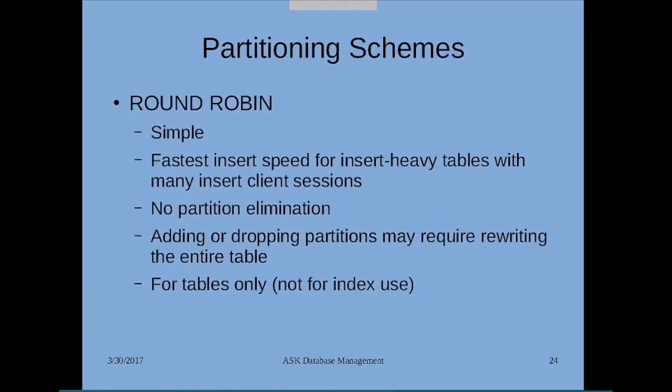So some of the partitioning schemes we'll go through pretty quickly. Round robin partitioning is simple. It's fastest for inserts. That's its main advantage and the main thing you want to use it for. And it also improves performance when you have many client sessions trying to insert data, okay? You don't get the partition elimination. Adding and dropping fragments may cause the engine to rewrite the whole table, and you can't use round robin for indexes. It doesn't make any sense to the engine, okay?